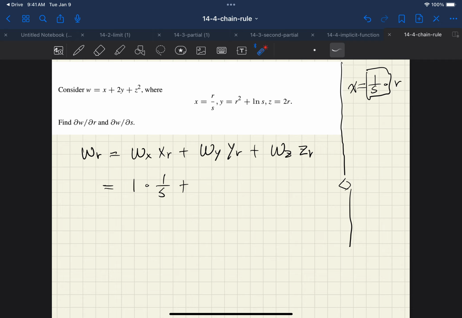Now wy. When I look at here, only this term matters for wy, which is 2 after derivative. And yr, here only this term matters. That means 2r. Now we look at wz. For wz, when I look at here, only this term is the z term. So this is 2z. And zr, I'm looking here. This is the easiest one, which is 2.